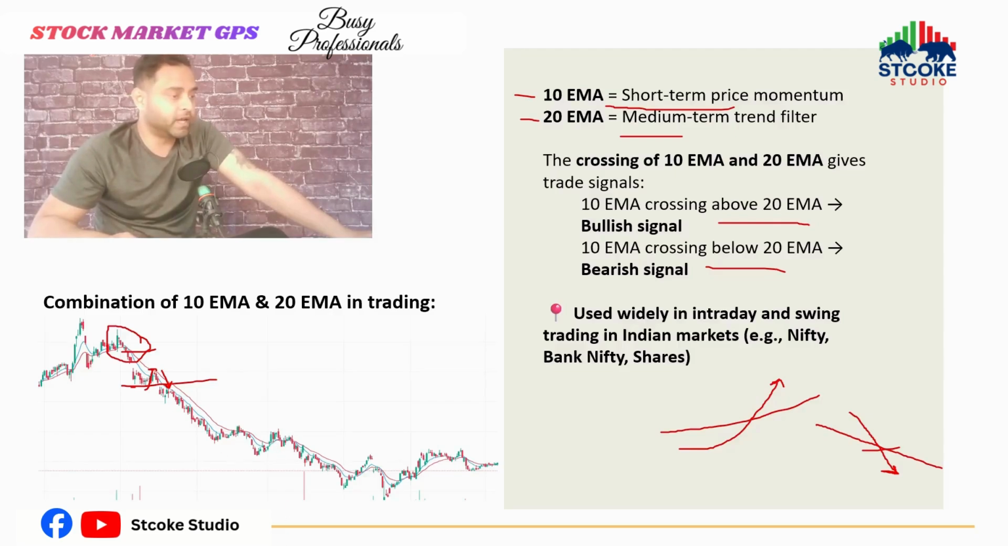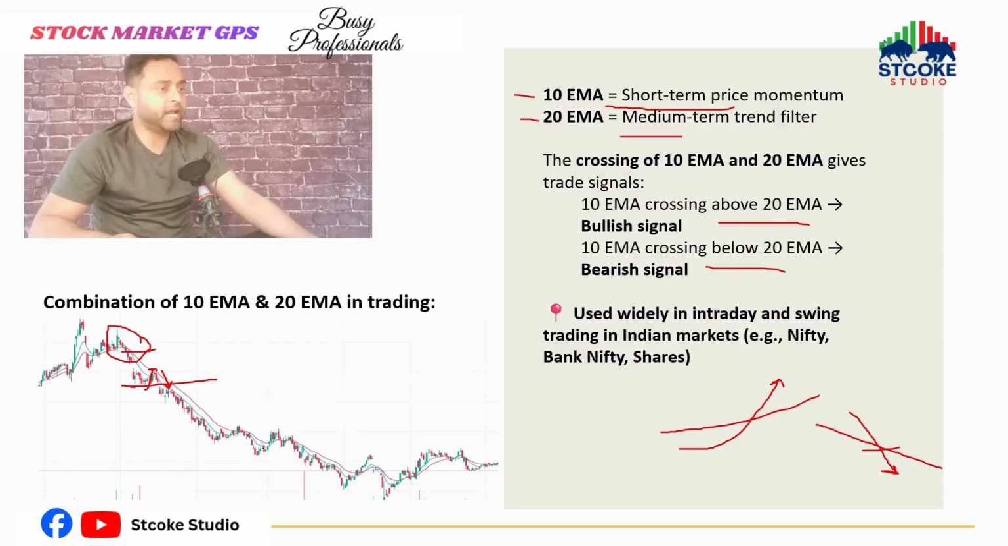जब ये 10 EMA will cross above 20 EMA. Now let's say here what is happening, the 10 EMA is trying to cross above the 20 EMA. अभी देखो आगे जाके प्राइस तो नीचे गया है, ऊपर गया नहीं है, तो that might create confusion in your mind right now.